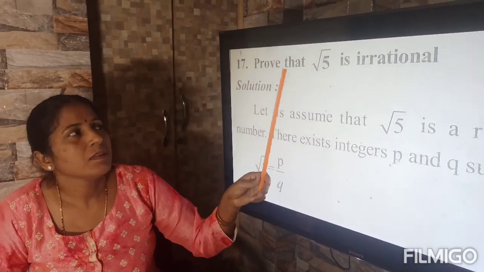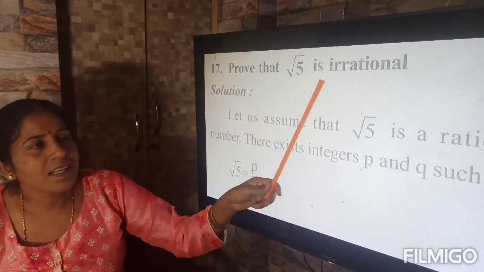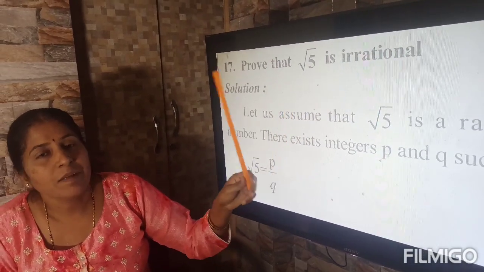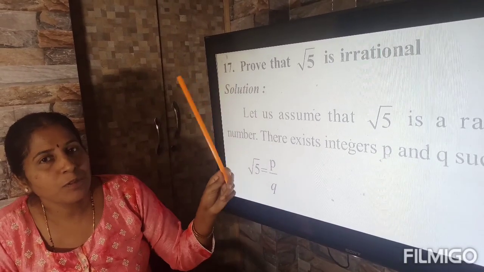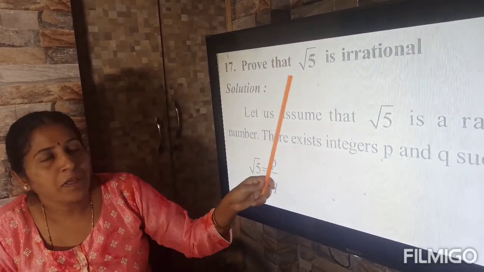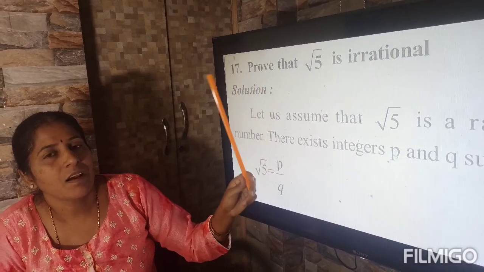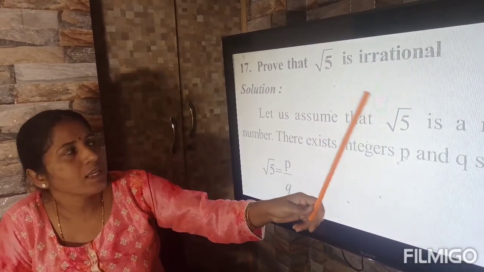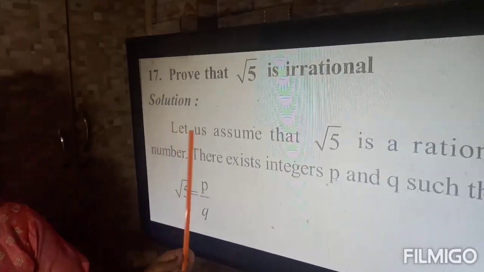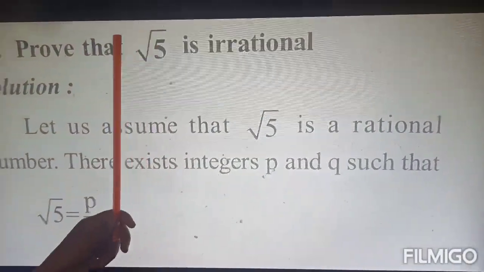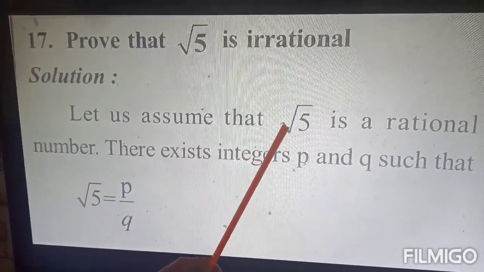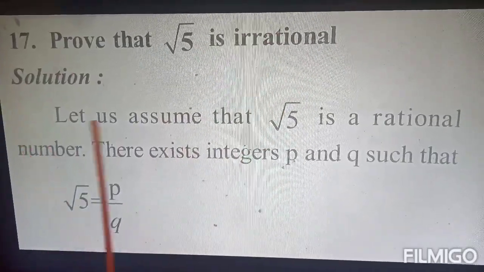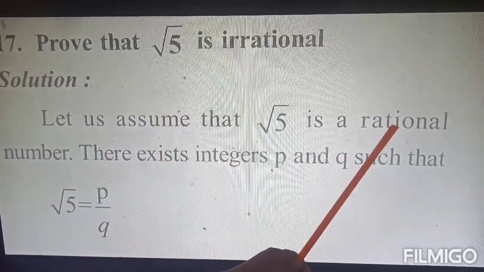Next we will prove that root 5 is an irrational number. Here they have given a single root. In the previous sum we did a two-number sum. Here, if only one root is given, how do we prove it is an irrational number? Okay, see here. First I have to assume, let us assume that root 5 is rational. To prove irrational, first we have to assume that it is rational.